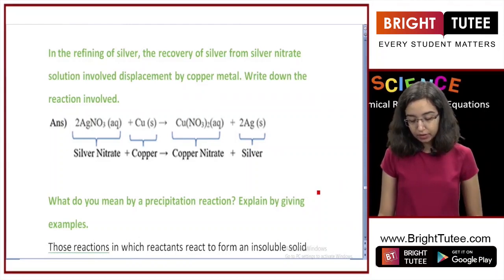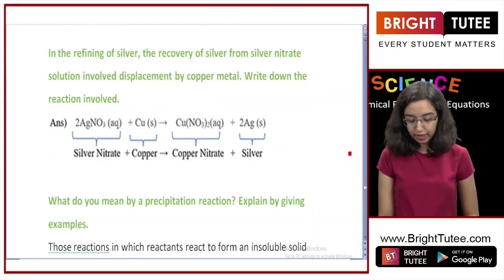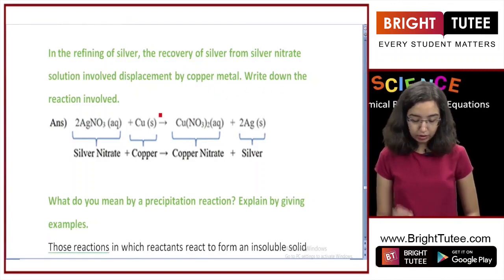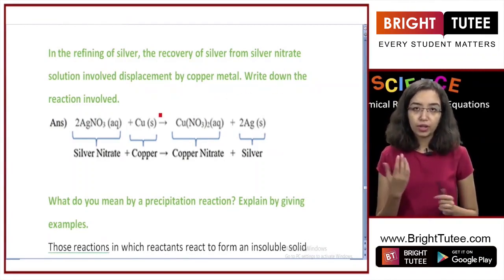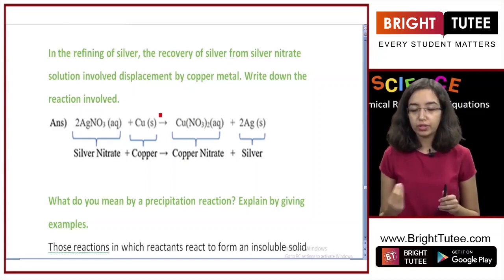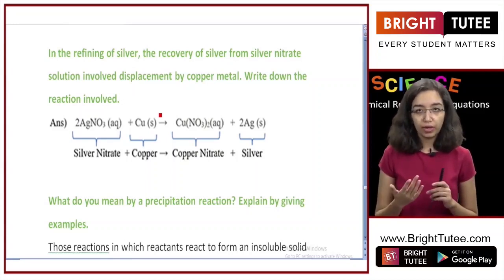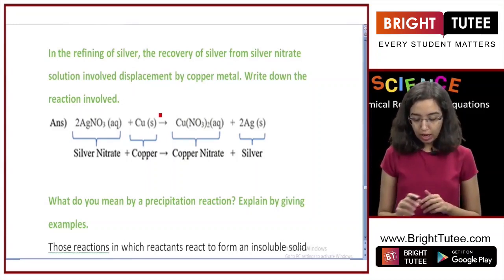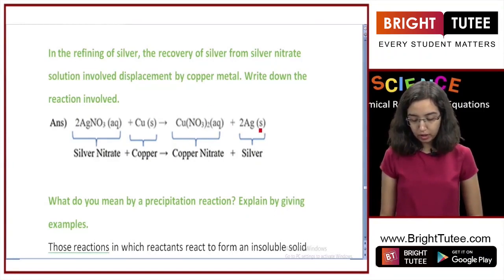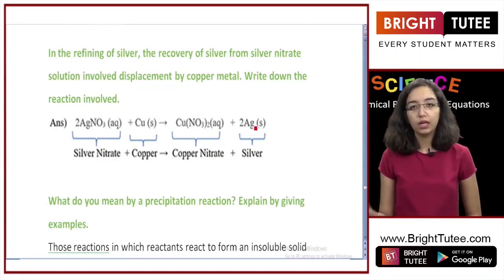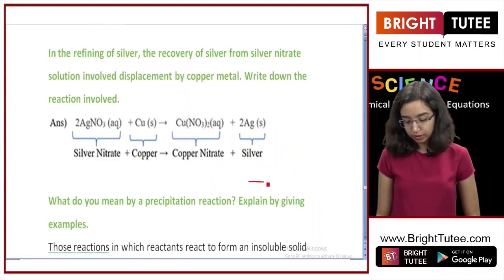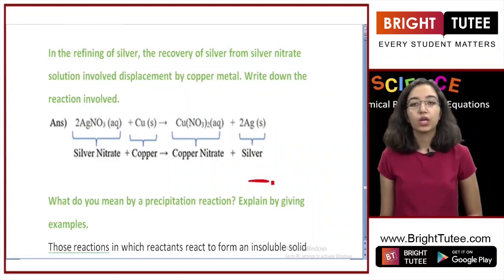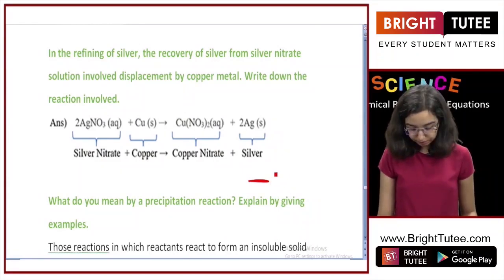In refining of silver, the recovery of silver from silver nitrate solution often involves displacement by copper metal. Write down the reaction. It's very simple: silver nitrate has to go through a displacement with copper. Copper is more reactive, so it will displace silver, and copper nitrate will be formed along with silver. Silver will be removed and pure silver is obtained in this form, which can be used for producing jewelry or whatever further purposes.